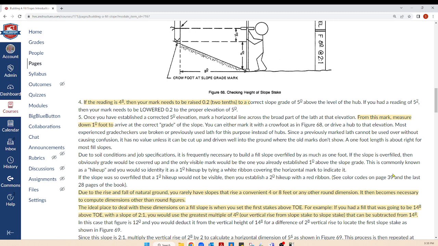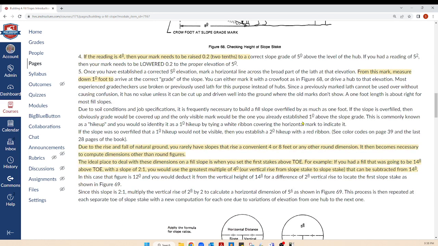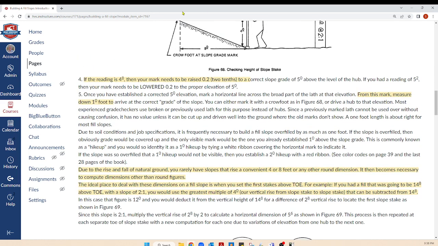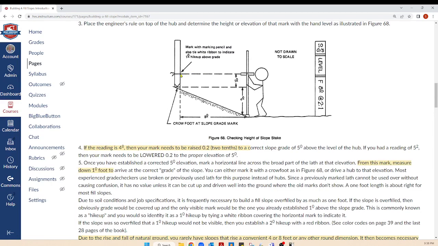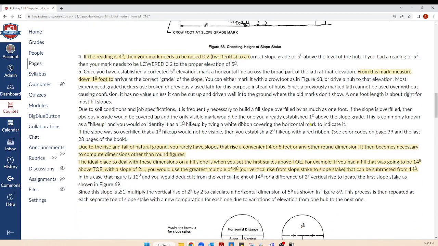So if the slope is overfilled, then obviously grade would be covered up. That's why we have a boot. Grade would be covered up, and the only visible mark would be the one you already established, the 1 foot boot above the slope grade. This is commonly known as a high cut, and you would identify it as a 1 foot high cut by tying a white ribbon covering the horizontal mark.